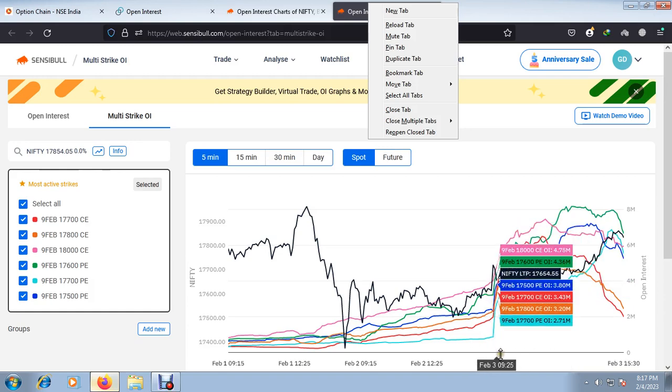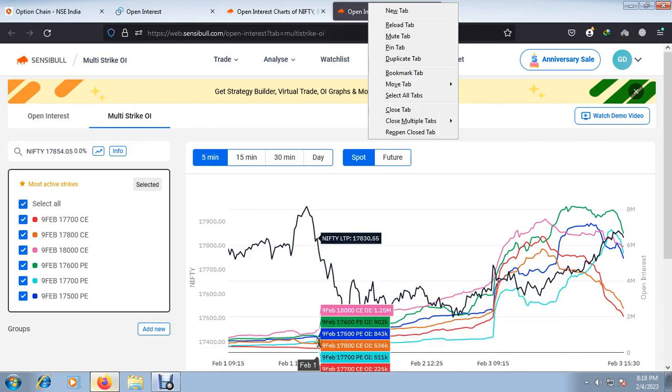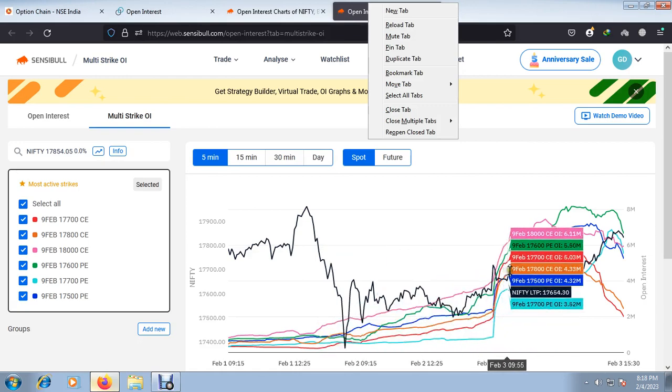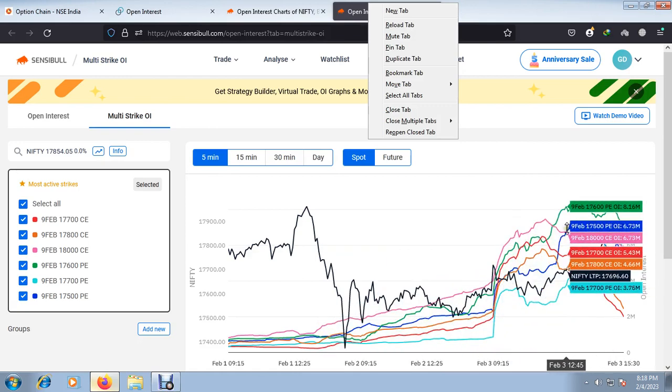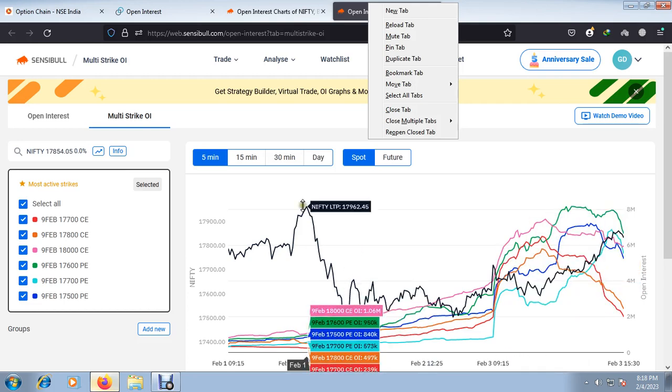This was the time around February 2nd. The last 3 days are being shown. Like today in the afternoon, you have seen that there was a sudden change in the market. From the bottom it went up very much. Suddenly there was a change in open interest in the option chain.